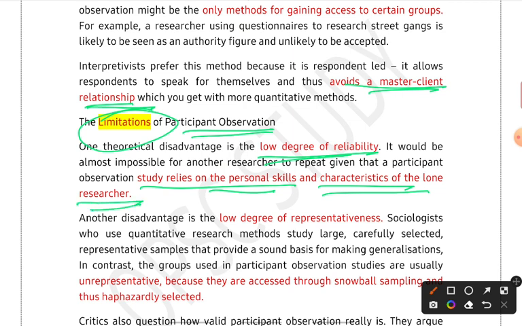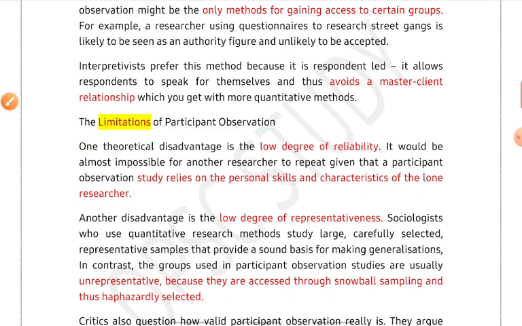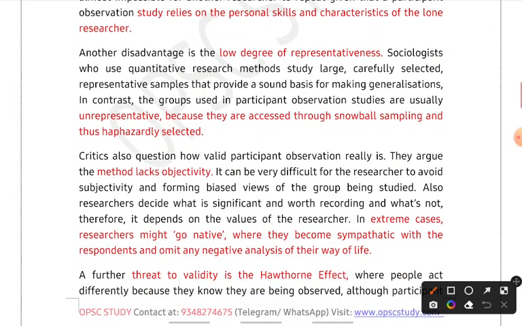If I'm good at convincing people, and I try to study a tribe, I'll make my theory based on many people involved in it. But suppose a different researcher comes who is not so good at convincing people, so he just collects the information from the mukhia, or the head of the tribe. So the information that he will be getting and I will be getting will be totally different, so it will have a low degree of reliability. Then a low degree of representativeness.